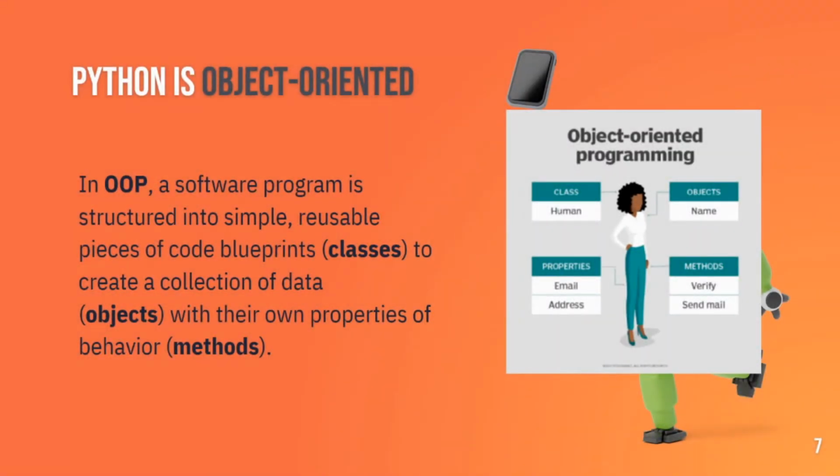Third, Python is object-oriented. In object-oriented programming, or so-called OOP, software is structured into simple, reusable pieces of code blueprints to create a collection of data with their own properties and behavior. We'll have a lesson dedicated to this topic of dealing with classes, objects, and methods. For now, we just know that this allows for better software programming and data processing.